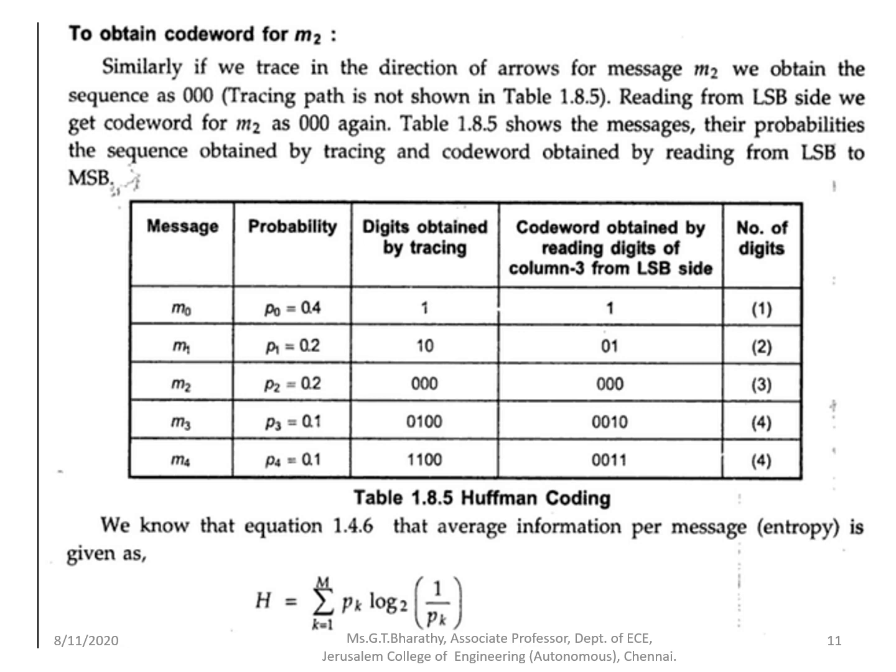Using this, you can calculate the average information per message, which is the entropy. We already know the formula of entropy, which is H equals summation k equals 1 to m, pk log to the base 2 of 1 by pk. So we know how to calculate this log base 2. It is the log 10 value divided by the log 2 value.